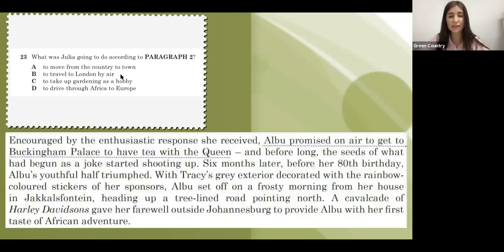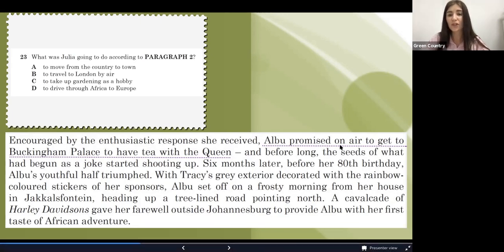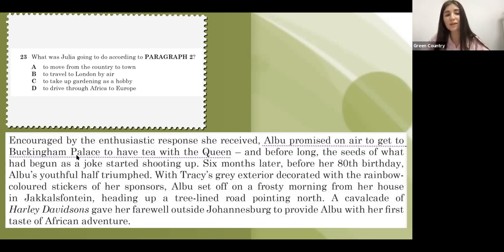Let's have a look at the text. We need to remember that in the first part of the text, we already knew that she lives in Africa. And we have the phrase: she promised on air to get to Buckingham Palace to have tea with the Queen. What do you think is correct here in this 23rd question, talking about this sentence and the question itself?